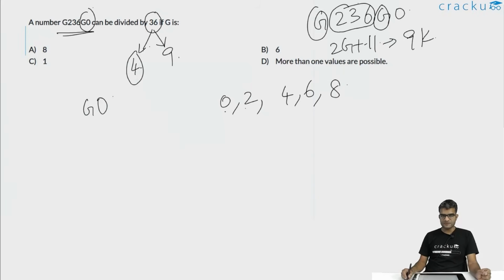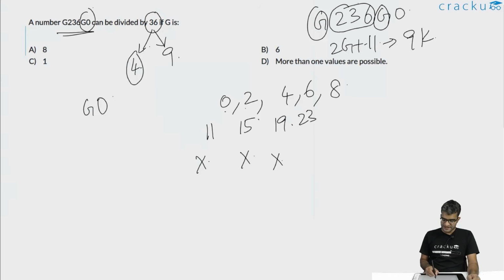When G is equal to 0, this will be equal to 11, which is not a multiple. When G is equal to 2, this is equal to 15. This also is not a multiple of 9. When G is equal to 4, this will be 19. This also is not a multiple of 9. When G is equal to 6, this will be 23. This also is not a multiple of 9. When G is equal to 8, this will be 27. This is a multiple of 9. So G has to be 8 for this number to be a multiple of 36.